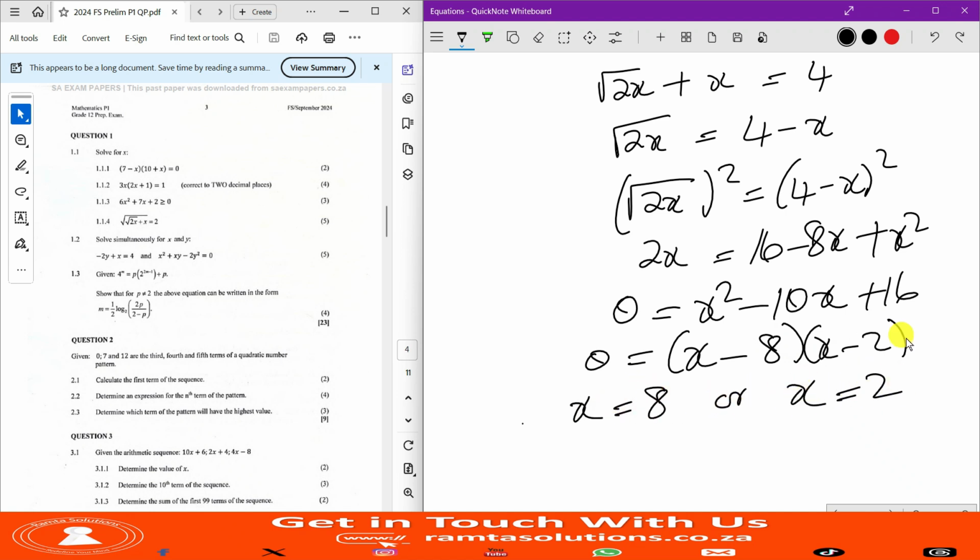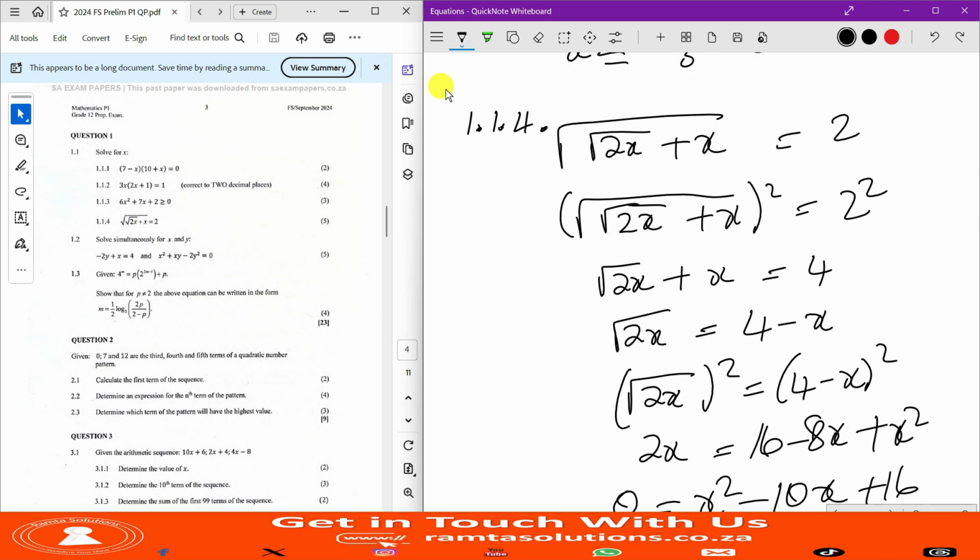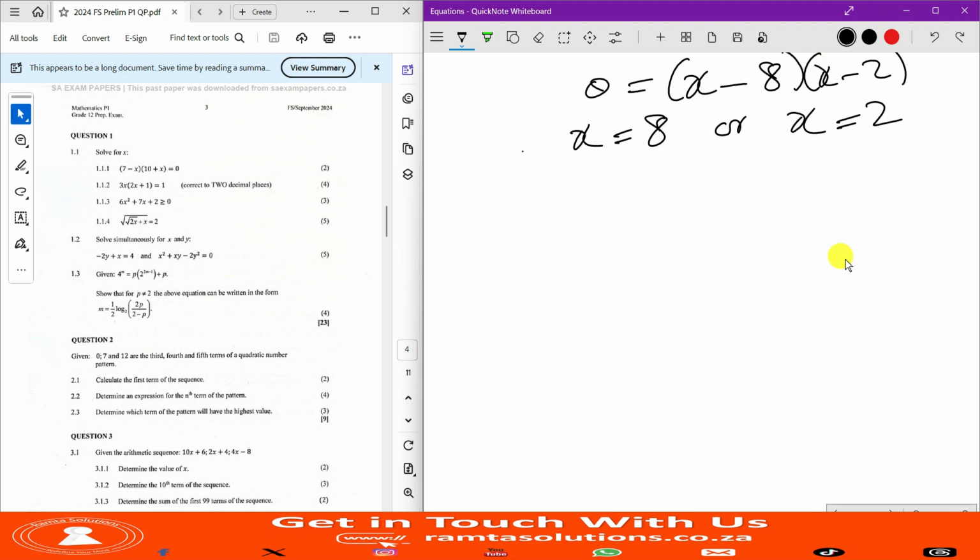Let me start with x equals 2. I will substitute it into the original. Let's see. X equals 2. 2 times 2 is 4. Square root of 4 is 2. 2 plus 2 is 4. So this one is valid, right? So this one is not valid, you can also cross it out.